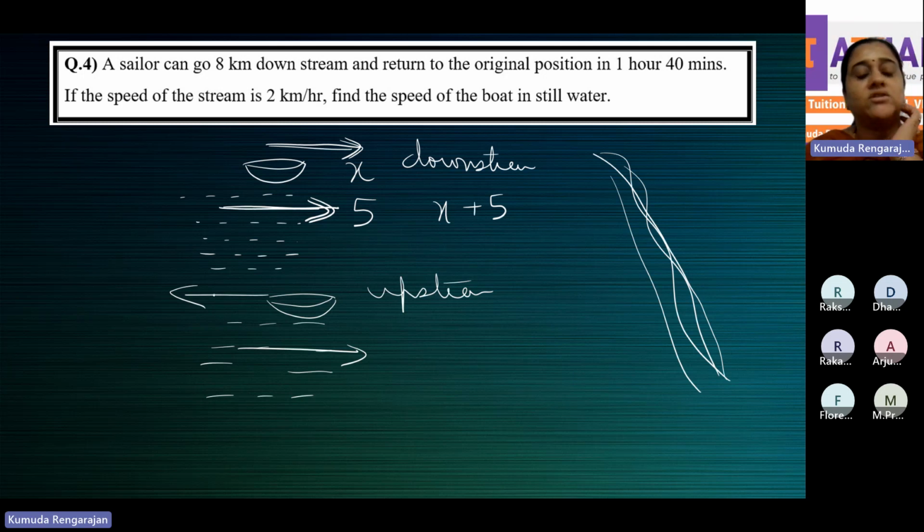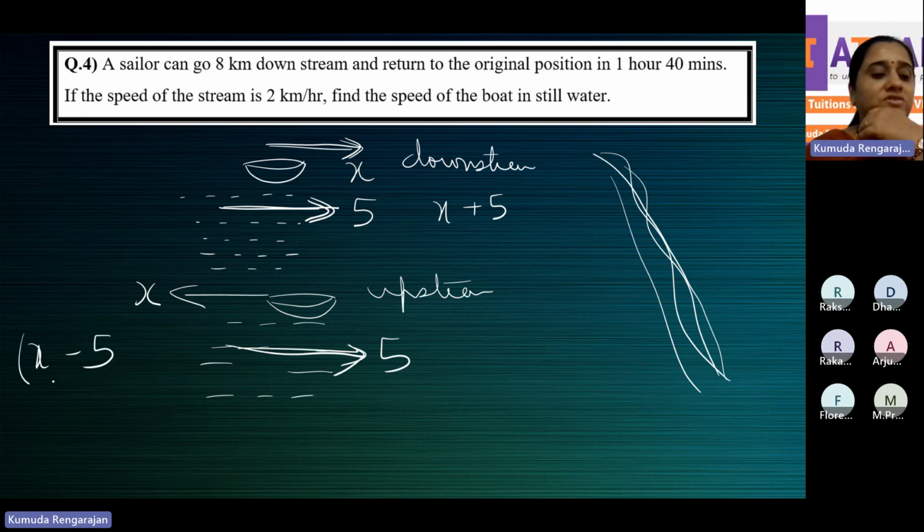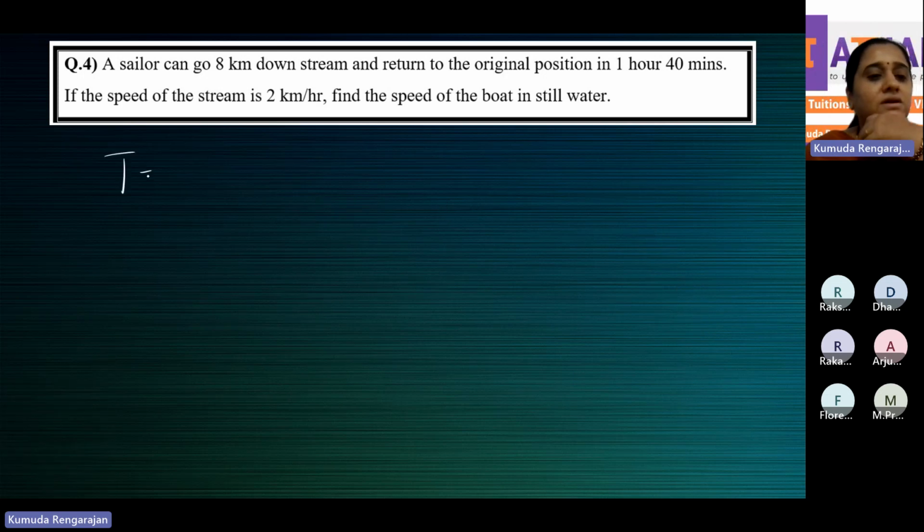So the speed of the boat in still water is x. Water is flowing in the opposite direction, 5 kilometers per hour. So the net speed will decrease: x minus 5 will be the speed upstream, correct? And what's the formula to find time? Time is distance by speed.